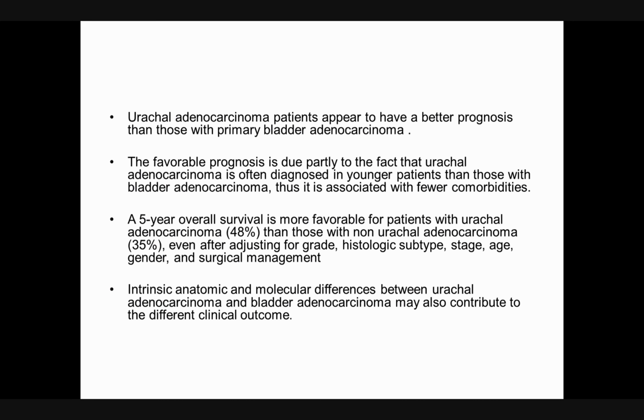Urachal adenocarcinoma patients appear to have a better prognosis than primary bladder adenocarcinoma. The favorable prognosis is due partly to the fact that urachal adenocarcinoma is often diagnosed in younger patients than those with bladder adenocarcinomas, and thus is associated with fewer comorbidities. A 5-year overall survival is more favorable for patients with urachal adenocarcinoma than those with non-urachal adenocarcinoma, even after adjusting for grade, histological subtype, stage, age, gender, and surgical management. Intrinsic anatomic and molecular differences between the urachal adenocarcinoma and the bladder adenocarcinoma may also contribute to the different clinical outcomes.